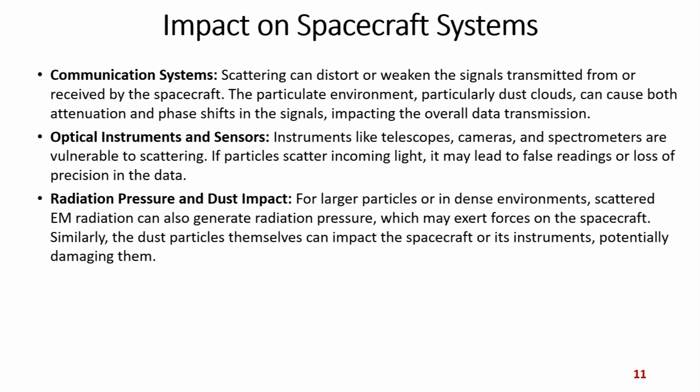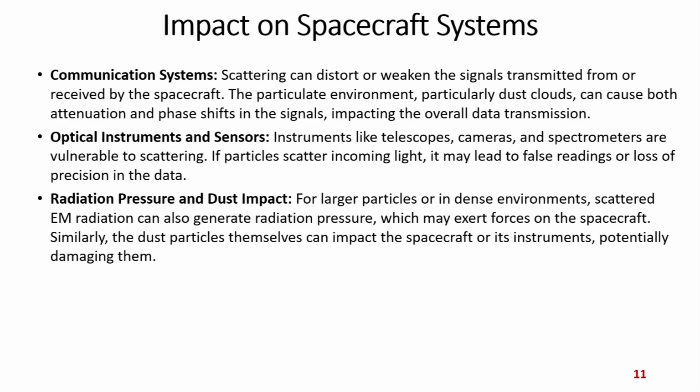Radiation pressure is something like this: whenever a surface is exposed to radiation, or you can consider photons, it creates a mechanical pressure on that object. Because of the spurious EM radiation from scattering by the particulate environment, radiation pressure can arise, which will exert forces on the spacecraft, meaning it can change the attitude of the spacecraft. Similarly, the dust particles themselves can impact the spacecraft or its instruments, potentially damaging them.